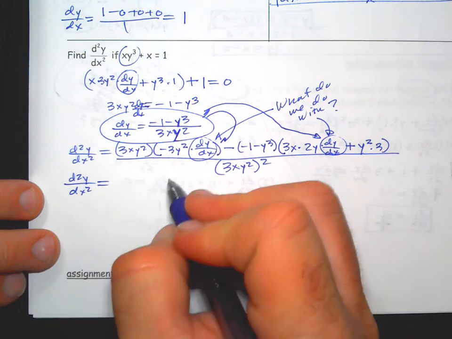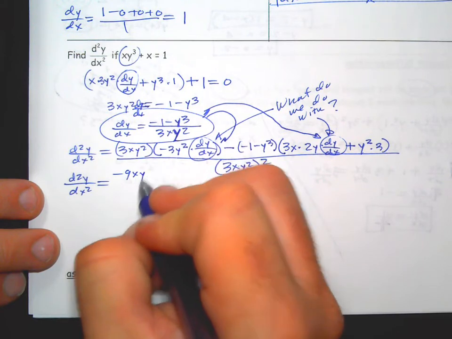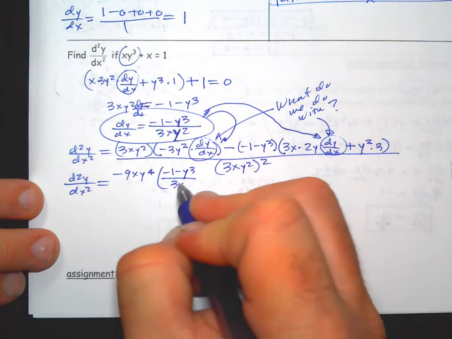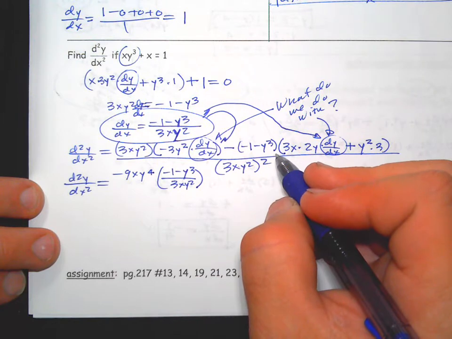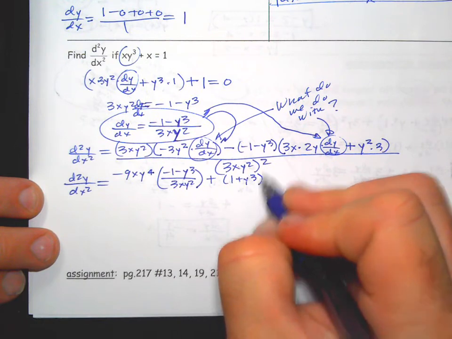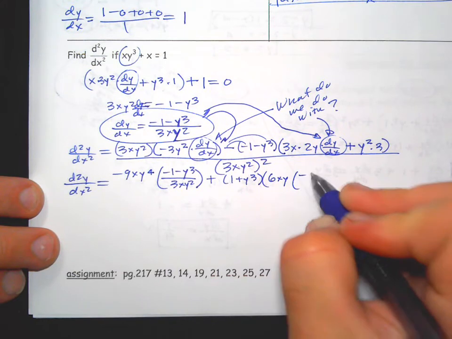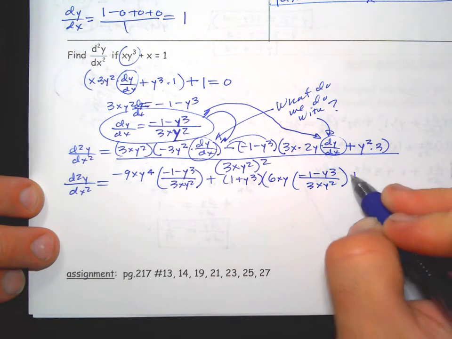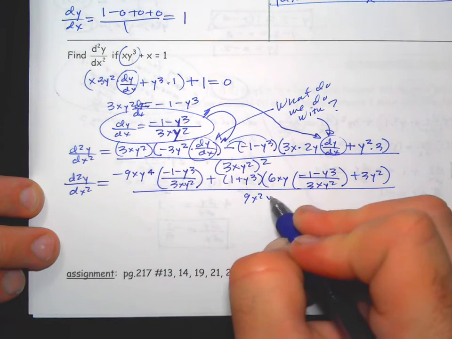So we could do some other clean housekeeping too. Negative 9xy to the fourth, and then negative 1 minus y cubed over 3xy squared. And then this is going to be plus 1 plus y cubed. Now distribute that negative into that just to make things a little nicer. 6xy negative 1 minus y cubed over 3xy squared plus 3y squared all over 9x squared y to the fourth.